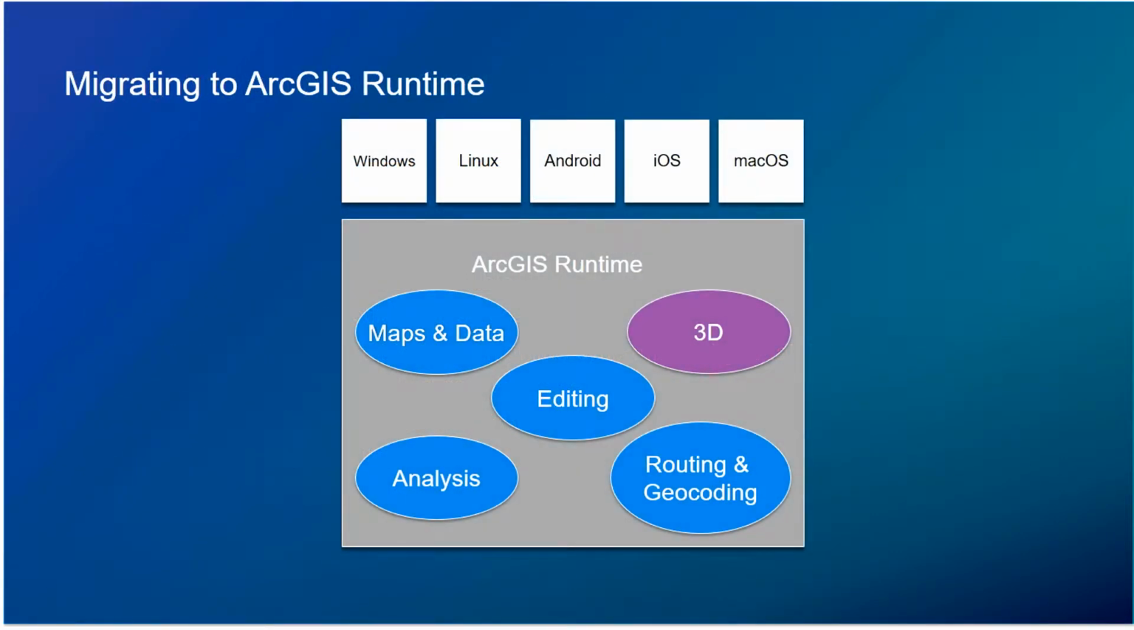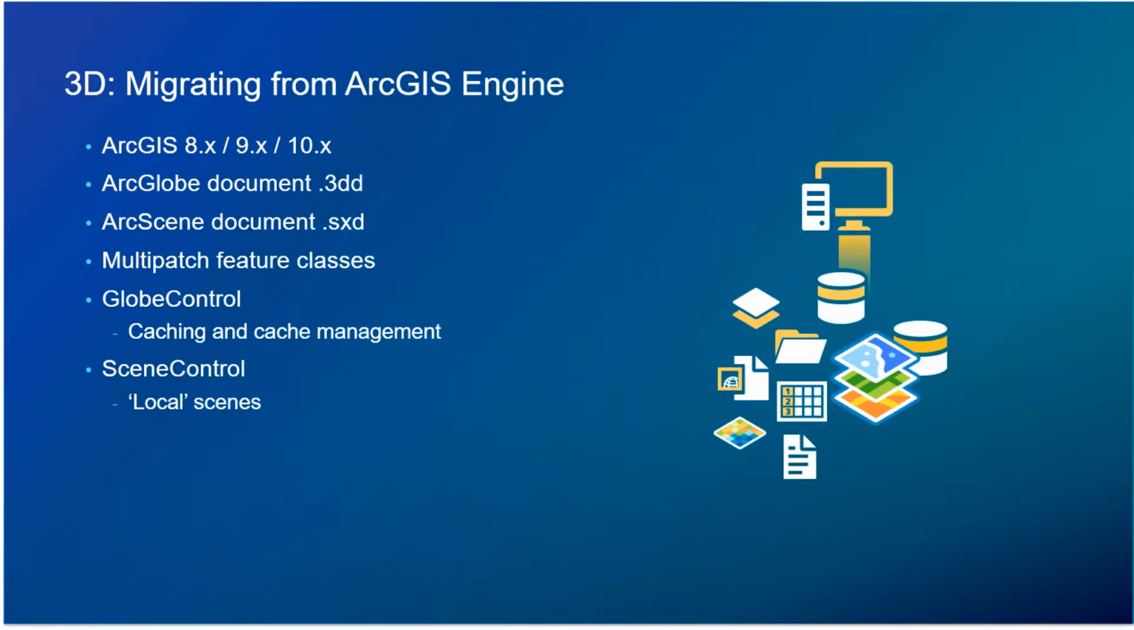So let's take a look at some of the 3D specific considerations then. So in terms of when you were working with ArcGIS Engine then, through that 8, 9, 10 release cycle, the 3D content was an ArcGlobe document or an ArcScene document. If you were dealing with 3D geometries or 3D features, then it was the multi-patch feature class, and you had a couple of controls available to you, the globe control and the scene control.